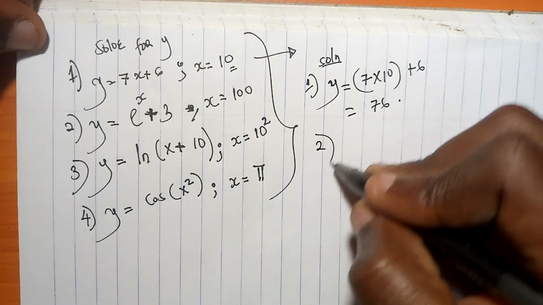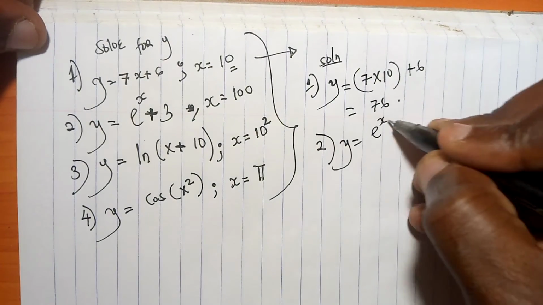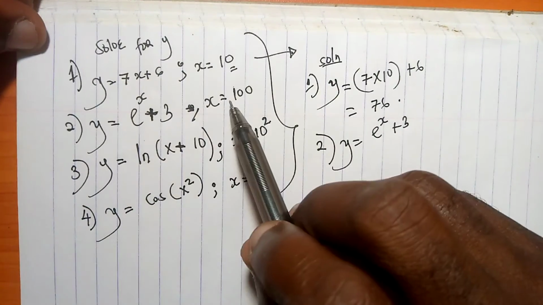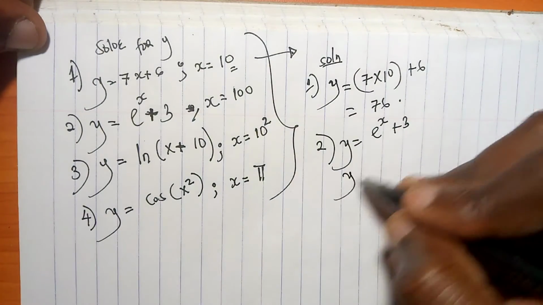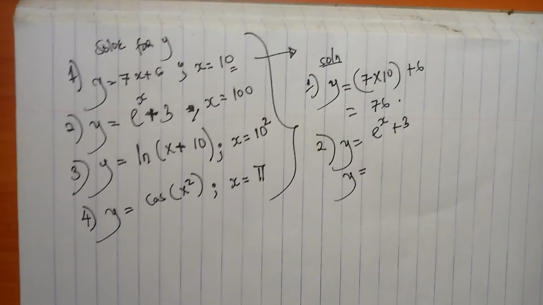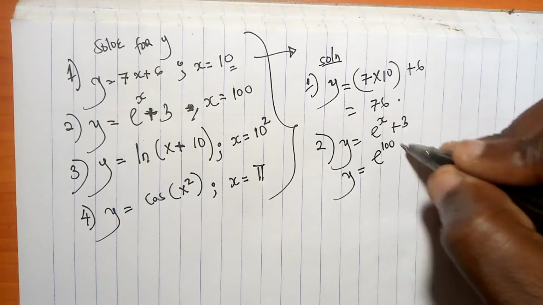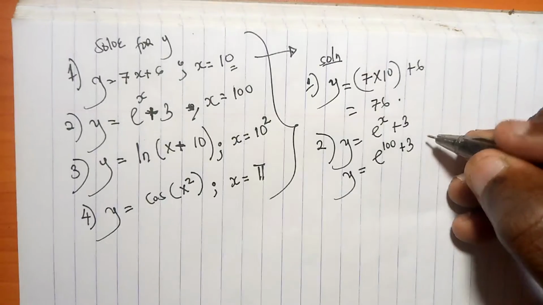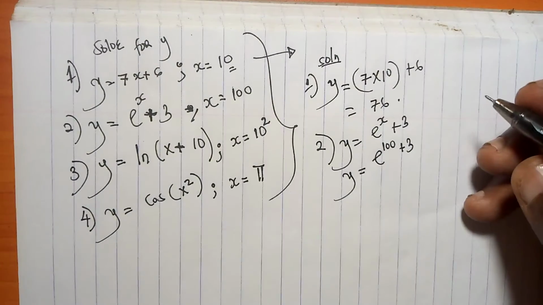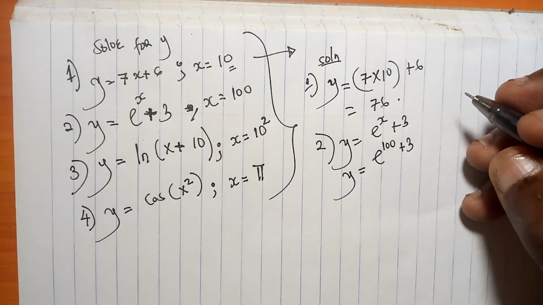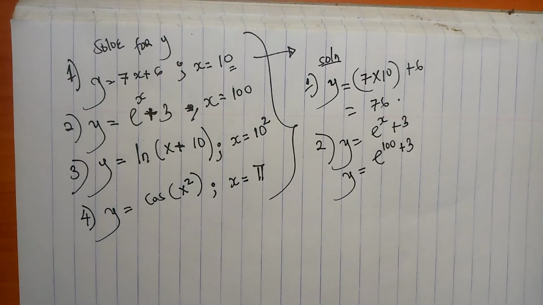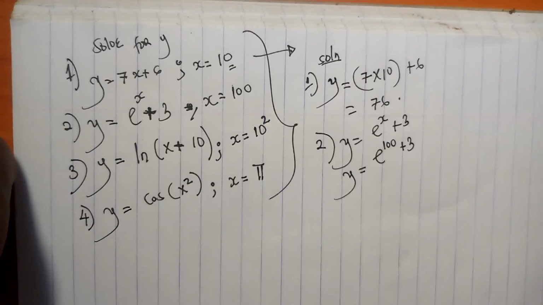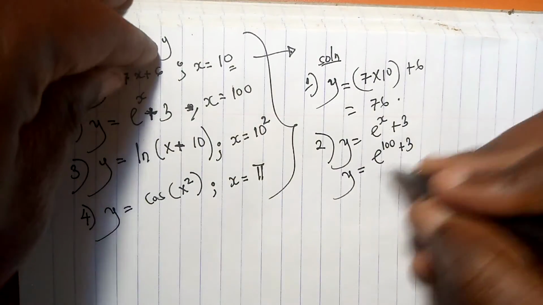Right. Number 2, y is equal to e to the x plus 3, and you've been told that x is 100, so it will be exponential 100 plus 3. So now you have to use a calculator. I'm going to introduce you to calculators here and demonstrate how I'm arriving at these solutions, so that when it comes to that point, we are able to show you.